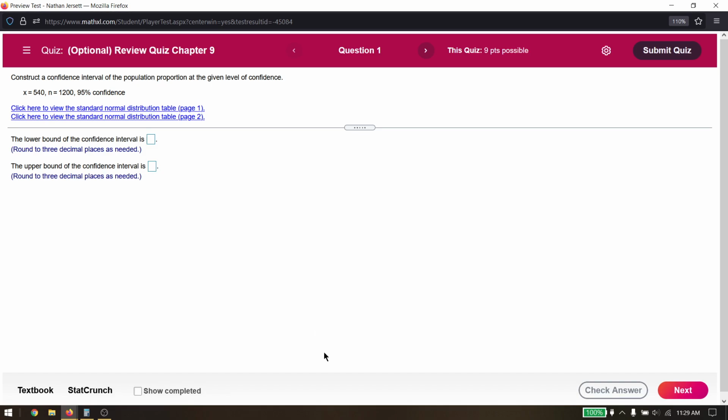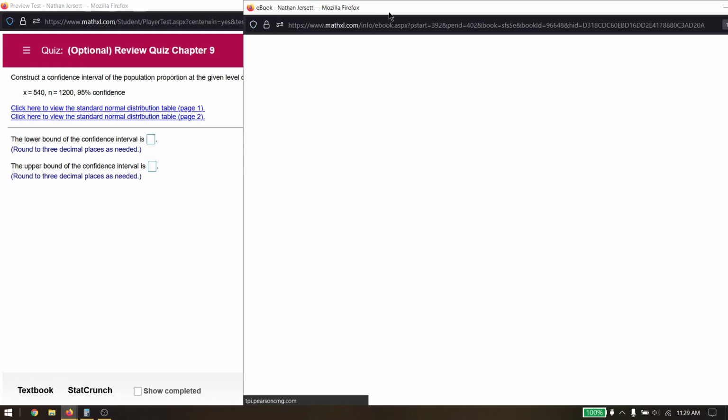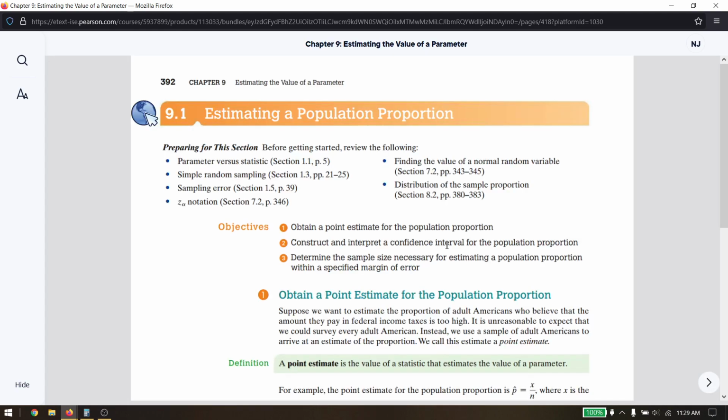For this first problem in Review Quiz Chapter 9, we have a population proportion and a given level of confidence. We're just trying to figure out the interval. Now, of course, you could go into the textbook, open it up, and find the formula for it. Once it loads here.